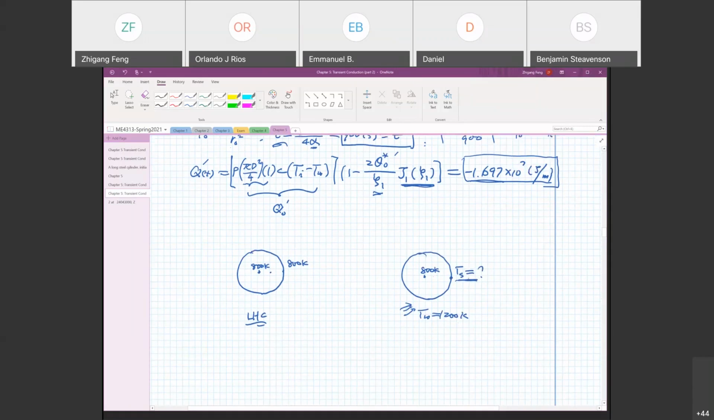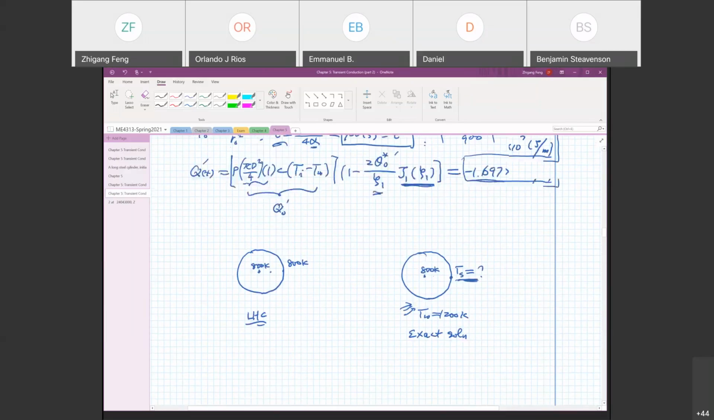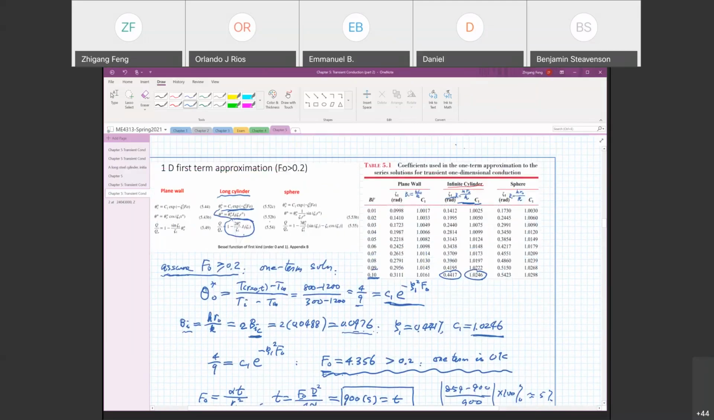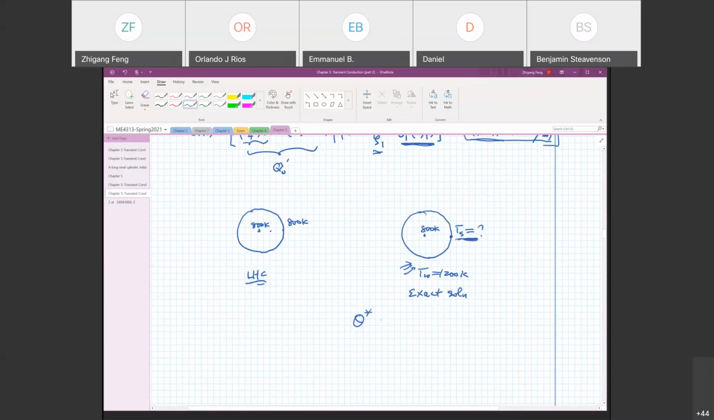So how do we determine this surface temperature in the exact solution? We have to use solution 5.52b. So let me write down the solution: theta star naught multiplied by a Bessel function of r star theta 1. We have to use this equation to find the temperature of the surface, and theta star can be related to the surface temperature by Ts minus T infinity over Ti minus T infinity. T infinity is 1200, Ti is 300. So the only unknown is T sub s. And on the right side, theta star naught we already have, 4 over 9.